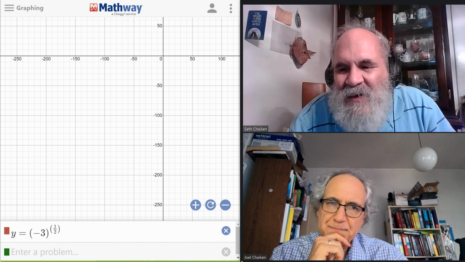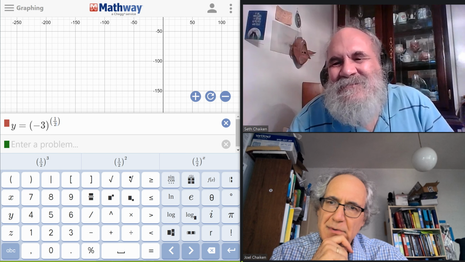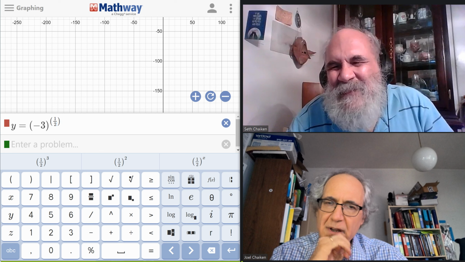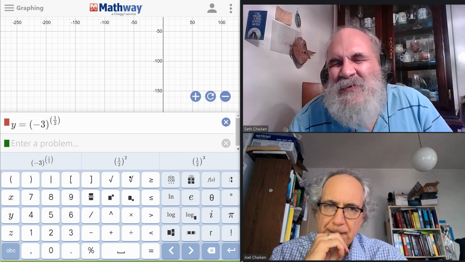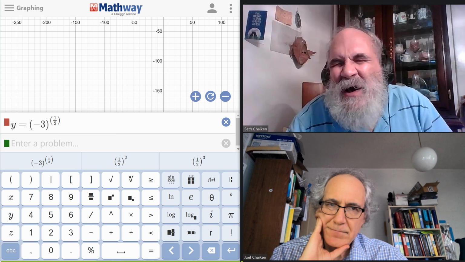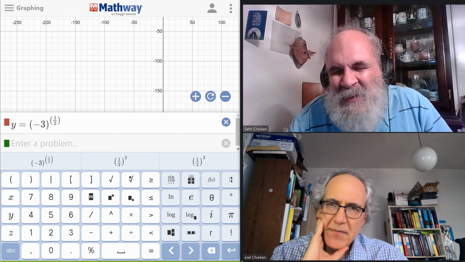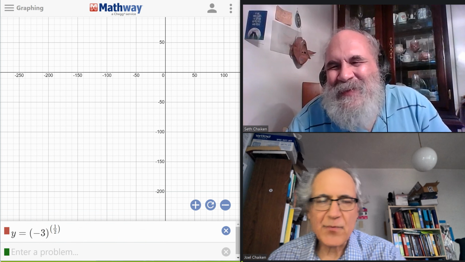times -1. If you multiply -1 by itself an odd number of times, what do you get? A negative number. You get -1. If you multiply -1 by itself an even number of times, you get positive one. So there's no way you could multiply -1 by itself an even number of times and get a negative number. The bottom line is these things only work for real.